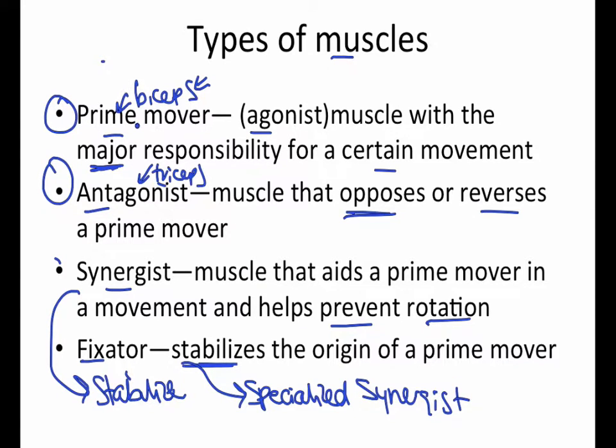So your prime mover or your agonist is going to be the one that's really responsible. The antagonist is going to be opposing. The synergist is going to help make sure that you're not going to rotate around. It helps to stabilize a prime mover. And then the fixator is a specialized synergist, which helps to stabilize the origin of that mover as well.